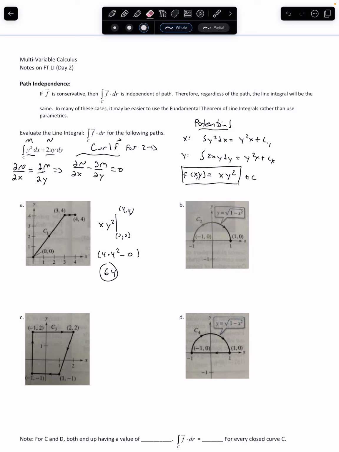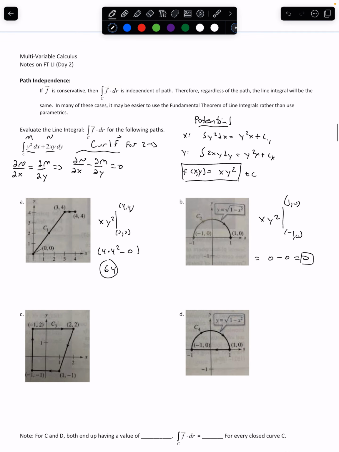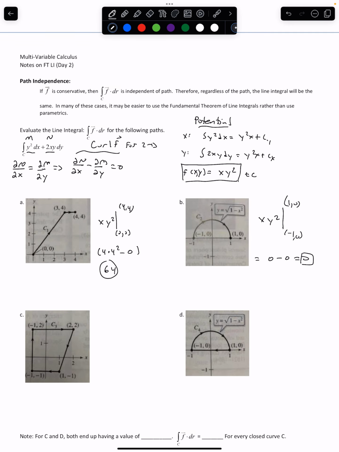All right, for part B, I'm going to take that same one, xy squared, and I'm starting at (-1, 0), and I'm ending at (1, 0). Plugging those in, that's going to give me 0 minus 0, so we get 0. That was no work at all. Get it? No work, because we're looking for work, and we got 0.